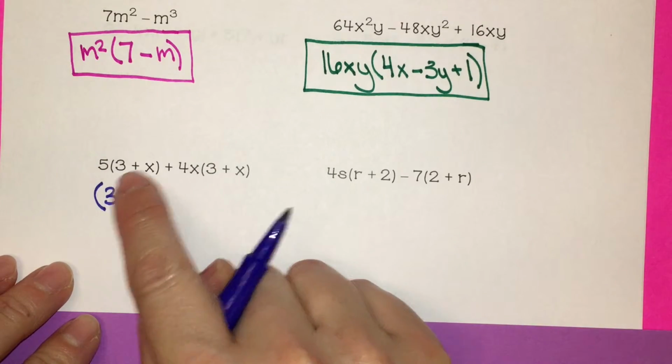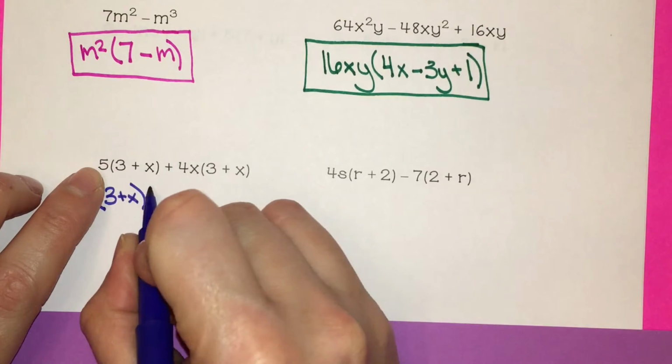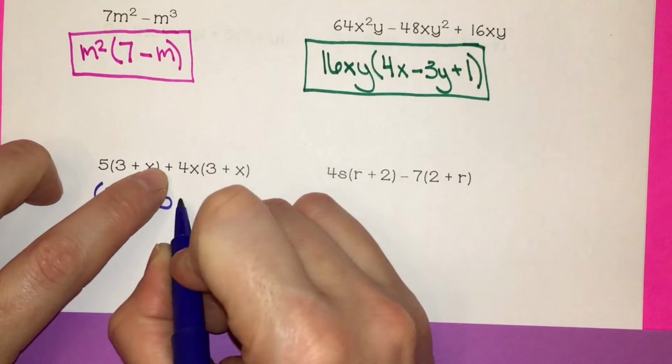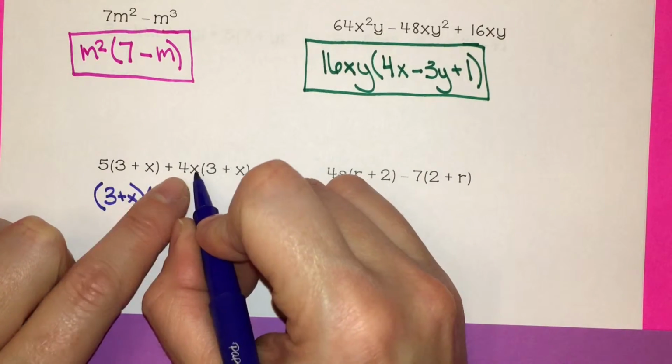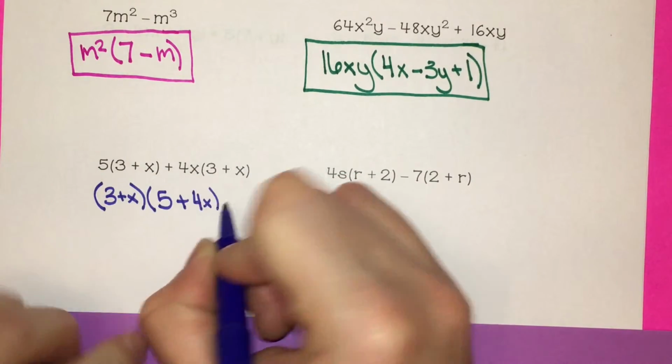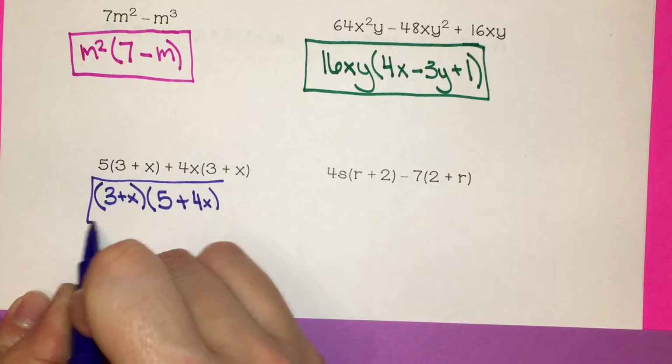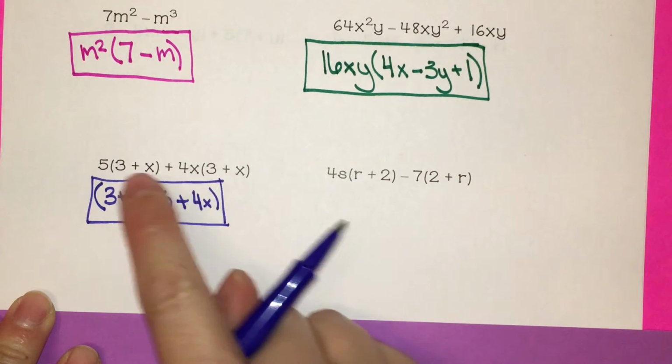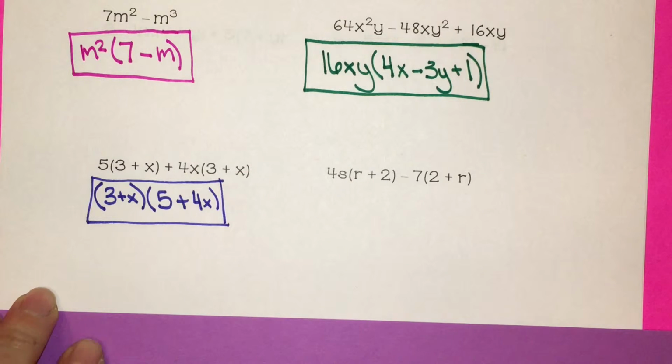And what am I left with? Well, here it was multiplied by 5 plus, here it was multiplied by 4x. And that is how it's factored, as long as those 2 terms are exactly the same.